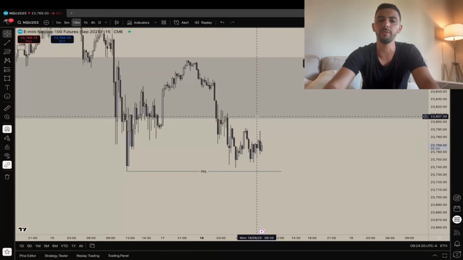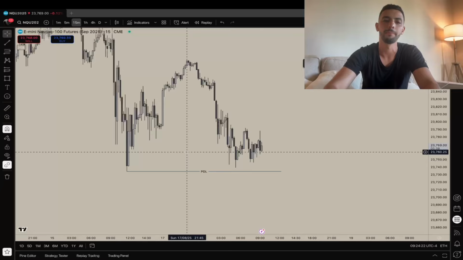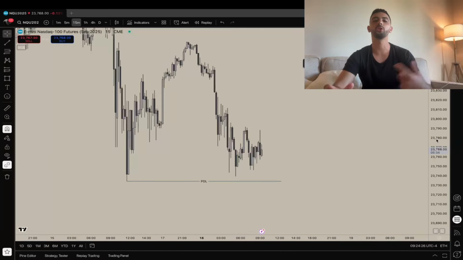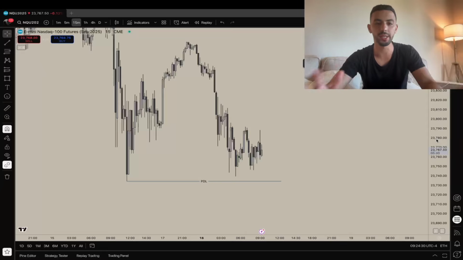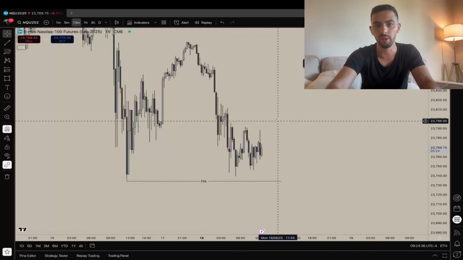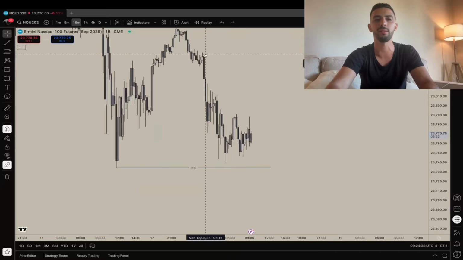Anyways, after inversing the daily fair value gap to the downside, my next draw is this previous daily low. Now, this is a short-term draw. I'm actually super confident in previous daily low being taken. We're so close to it. We inversed the daily fair value gap to the downside.